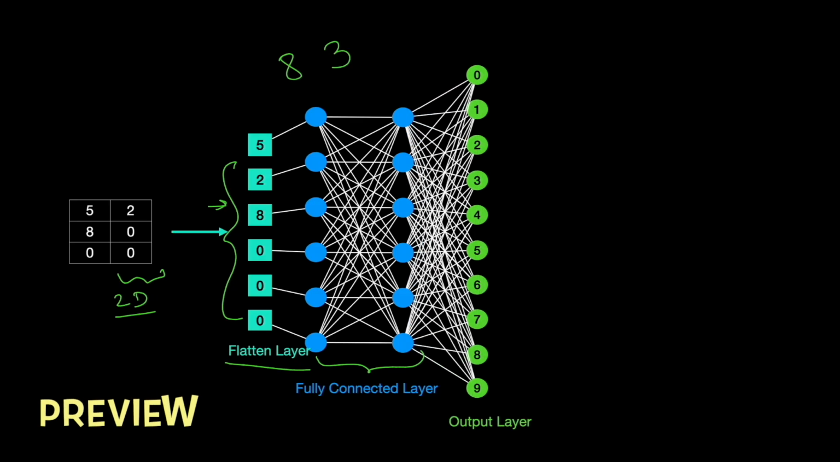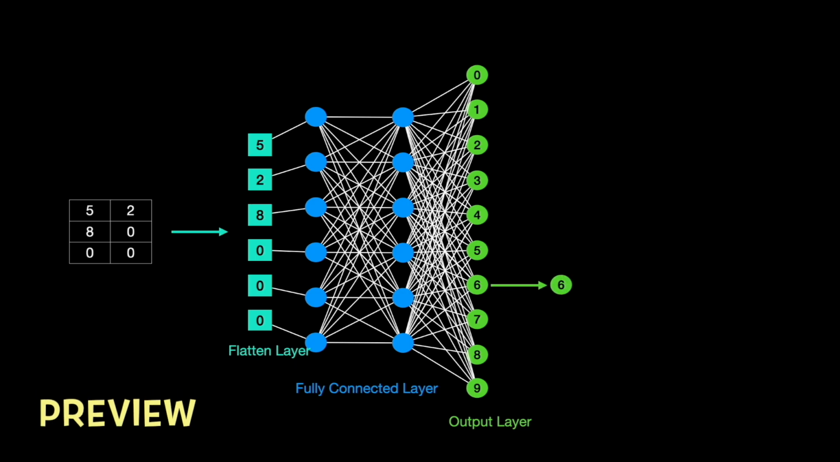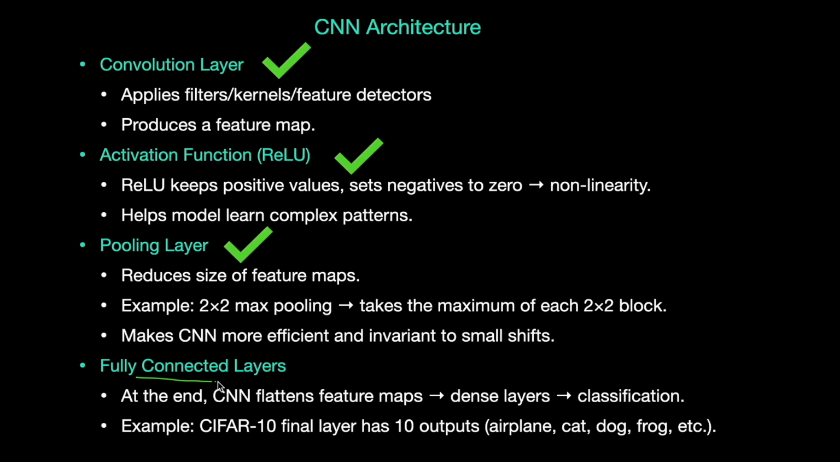The final layer in CNN is the output layer. Here, each neuron corresponds to one possible class. And now CNN will make the prediction about the digit, which is 6 in this case. Now next, fully connected layers. So at the end, CNN flattens the feature map, and then we feed it to the fully connected layers. And at the end, the classification, where we classify the image in the output layer.